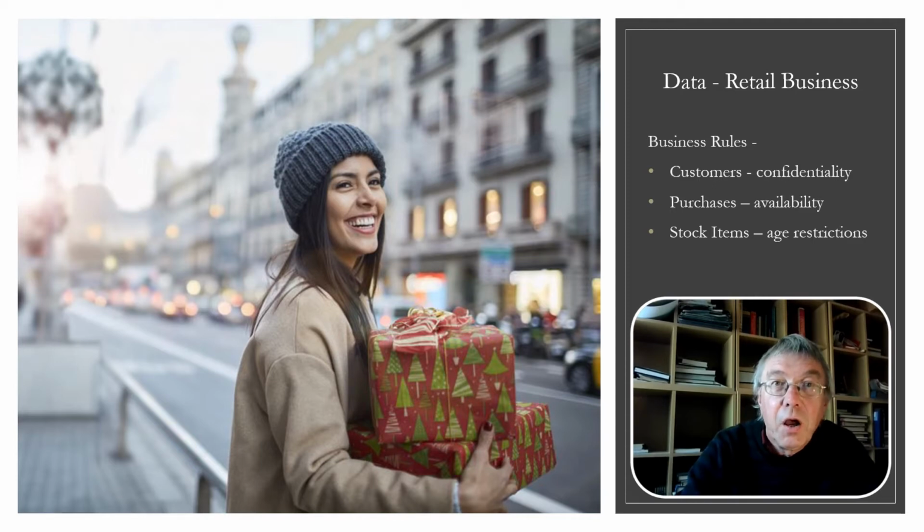Analysis also includes looking at any business rules that apply to this data and that may need to be applied in any system. For example, customers, the fact that certain personal data may need to be kept confidential. Purchases may not be possible unless the relevant stock items are in stock, or payments may not be taken until the stock is available and dispatched. And stock items may be subject to certain restrictions, for example, alcohol being only available to those over 18 or over 21, depending where you are.